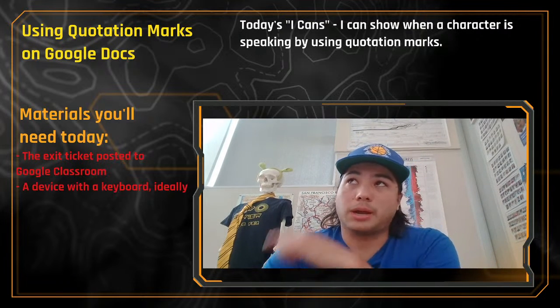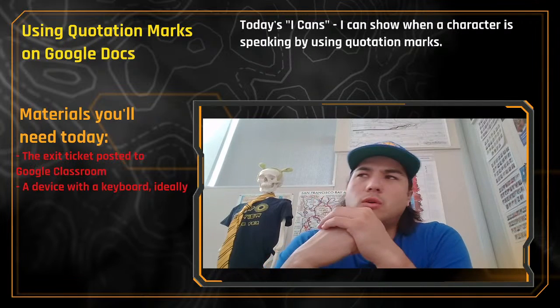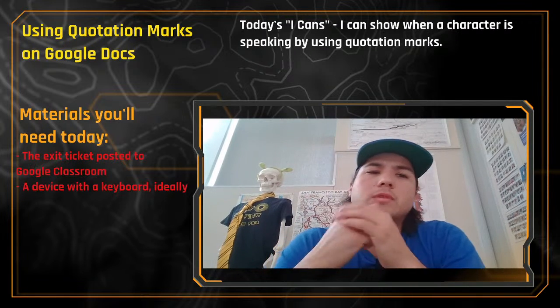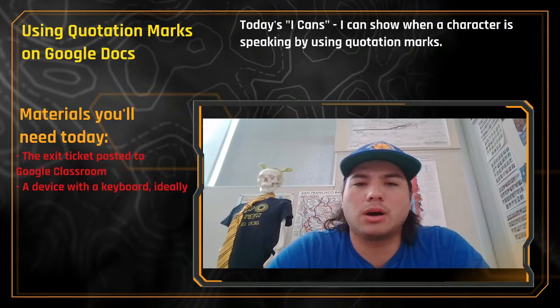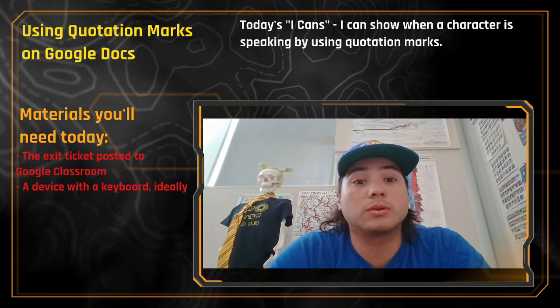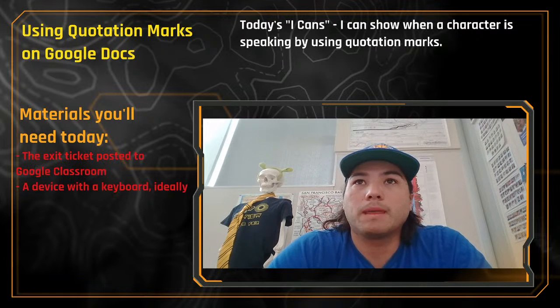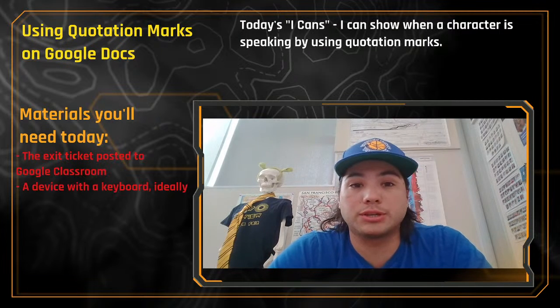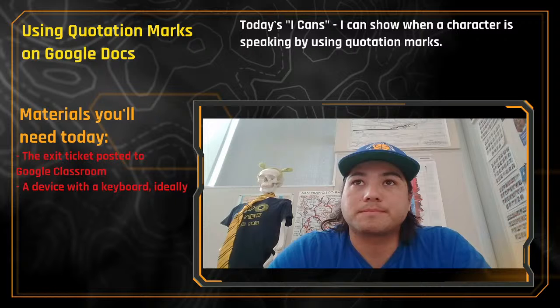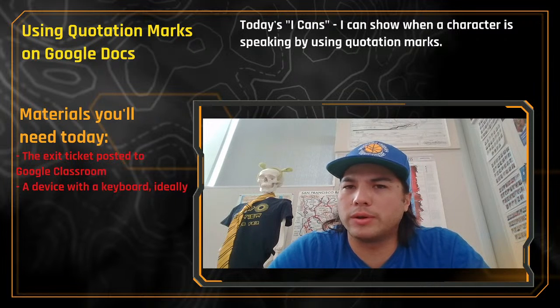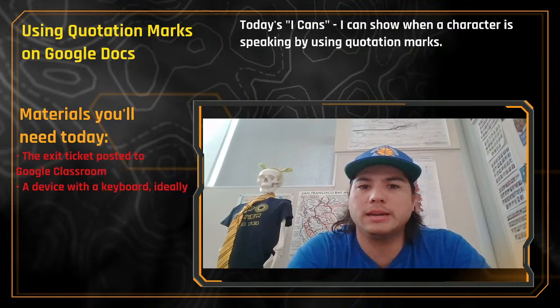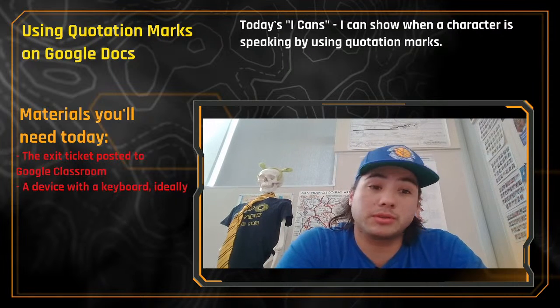Welcome to Writer's Workshop. Today we're doing a little bit of technical work using quotation marks on Google Docs. Okay, we've worked with quotation marks before, but there are some particular formatting rules that allow us, when we're typing out our quotation marks, to make our writing look even clearer and make our dialogue flow even better. So there's the I can show when a character is speaking by using quotation marks.